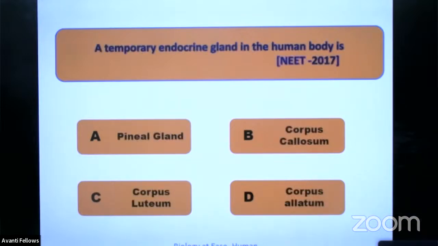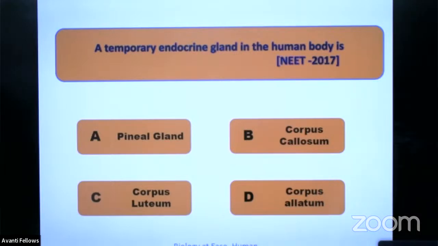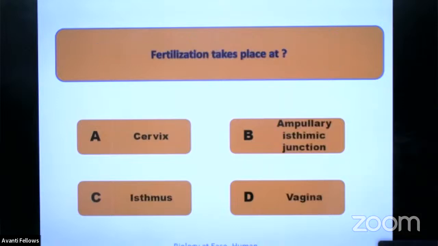Right. And we will move to another one. A temporary endocrine gland in the human body. It is very temporary, only for a period of time. And is it a pineal gland? So option A. Or is it the corpus callosum? Option B. Then corpus luteum. Option C. And corpus albicans. That is option D. A temporary endocrine gland. This is working as an endocrine gland only for a period of time. Find out the correct answer from these four options, A, B, C, and D.